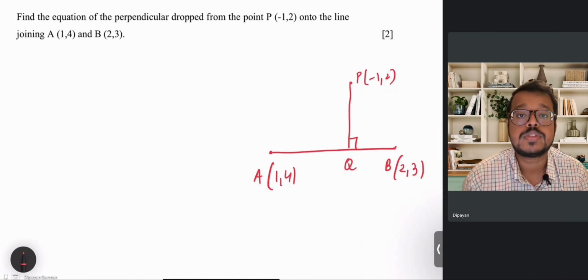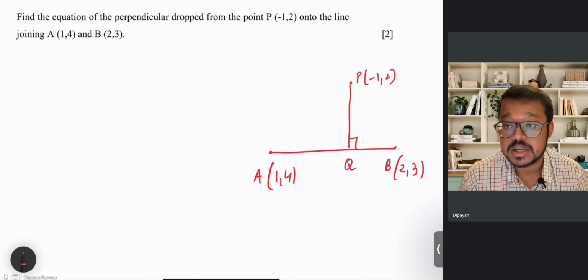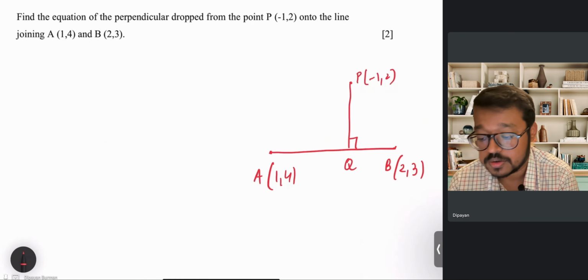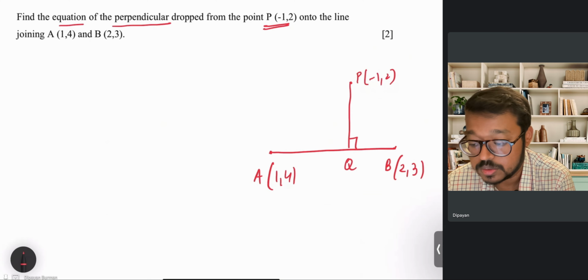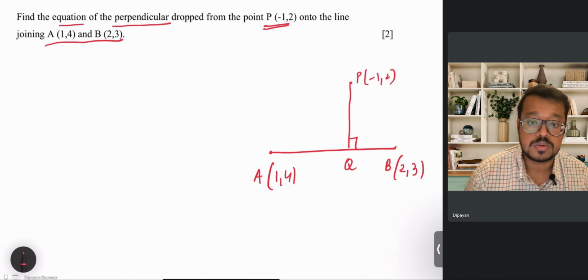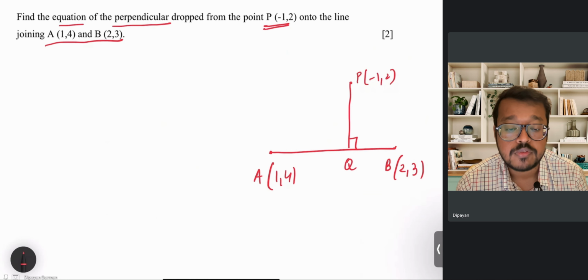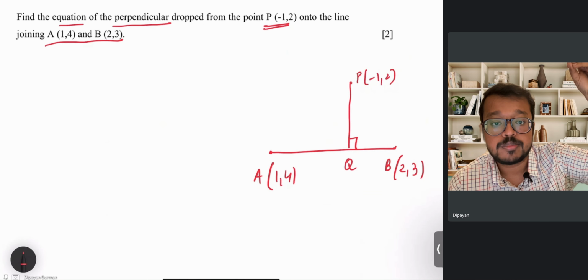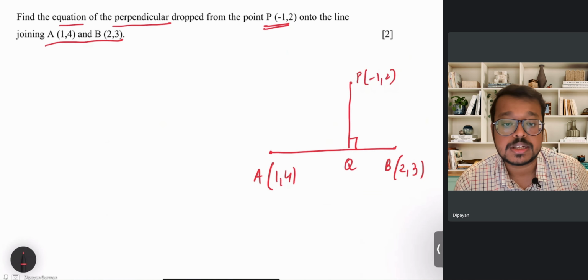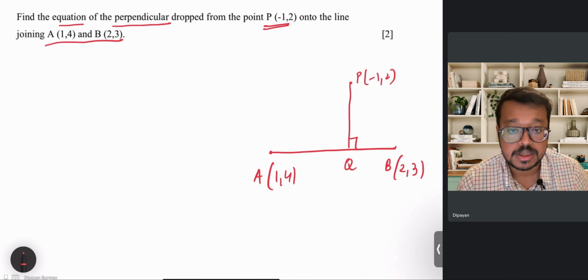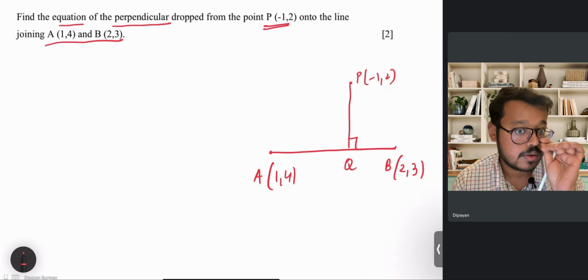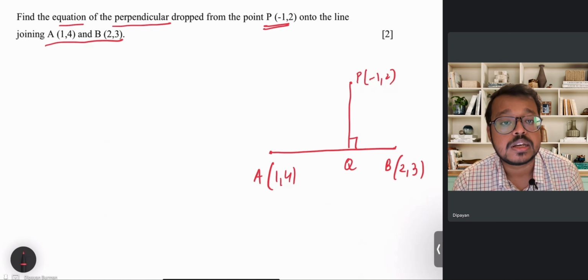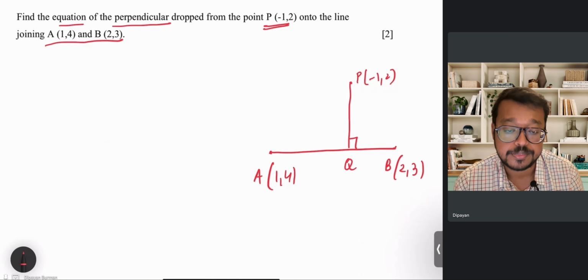This is sort of similar to the previous one, but here they are saying find the equation of the perpendicular dropped from point P onto the line joining AB. So this diagram represents the question. We have a line segment AB with the endpoints given, and from an external point P we are dropping a perpendicular. Let's say that PQ is perpendicular to AB. We want to find the equation of PQ. Now point P coordinates are already known. I just need to find out the slope of the line PQ.